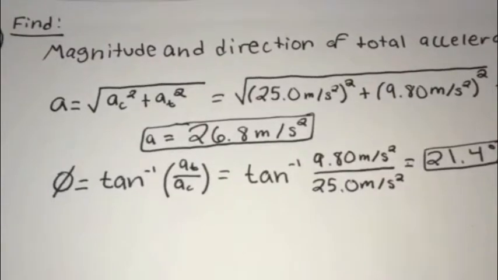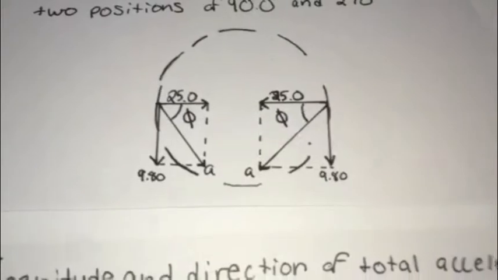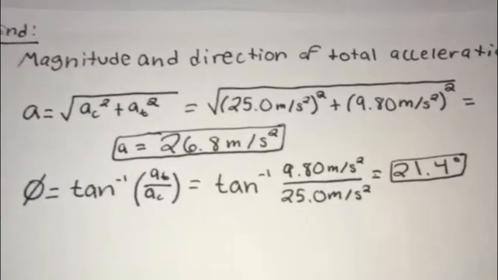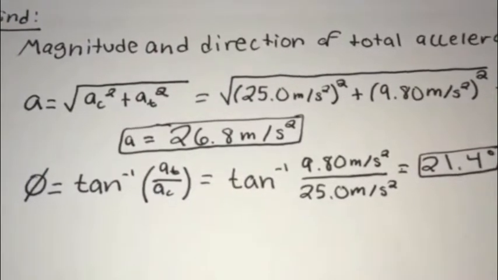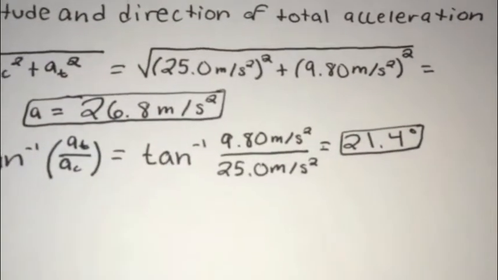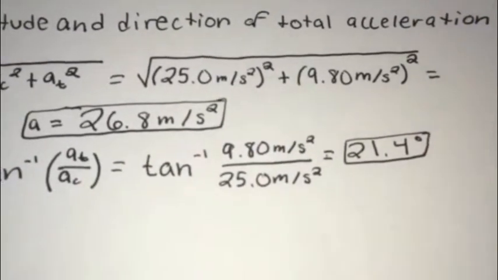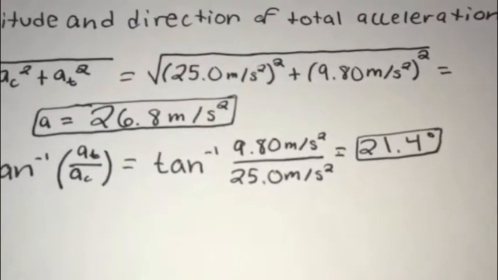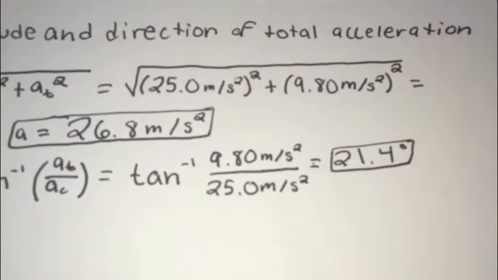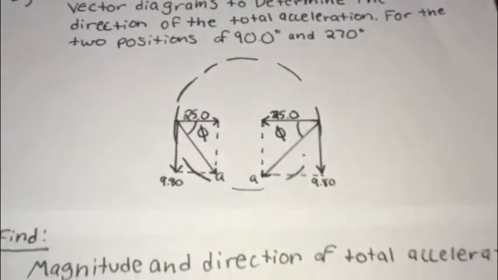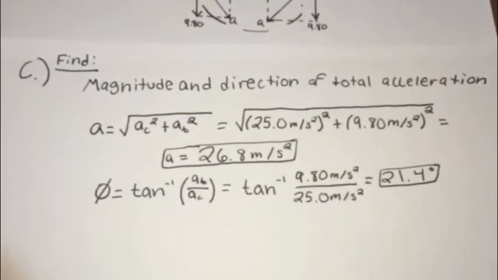Now you have to find the direction of the total acceleration, as seen by the theta marked there. To find that, you take the inverse tangent of AT over AC. You plug in those numbers, 9.80 meters per second squared over 25.0 meters per second squared, divide that, and then take the inverse tangent of that decimal, and you get 21.4 degrees, which is the direction of the total acceleration. And that is what you do for part C.